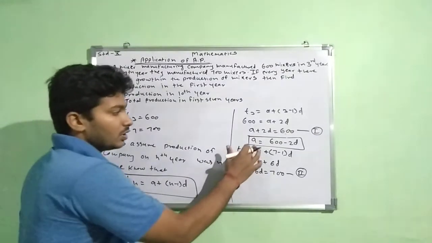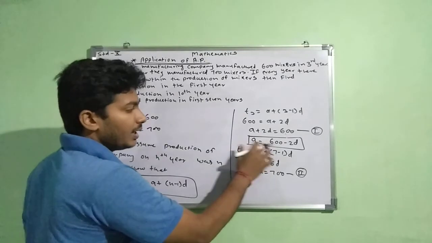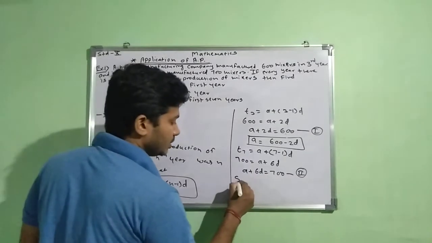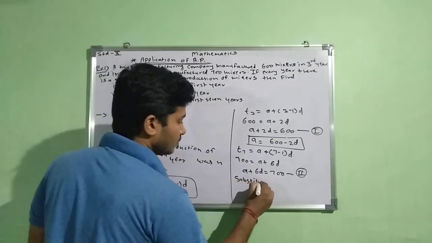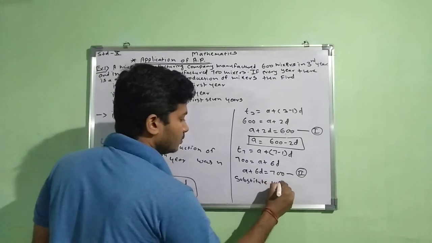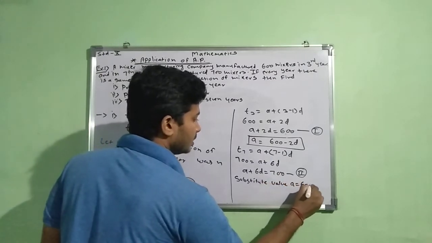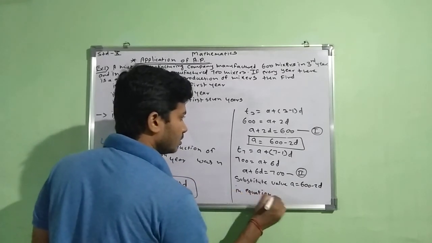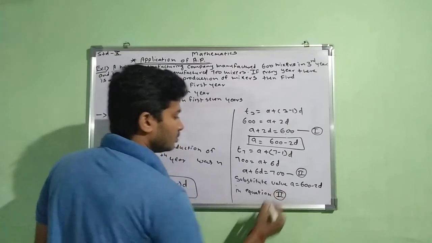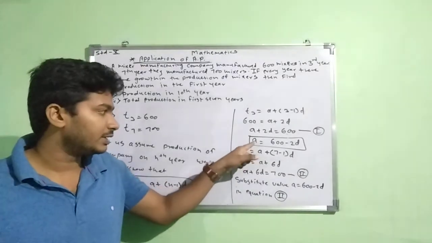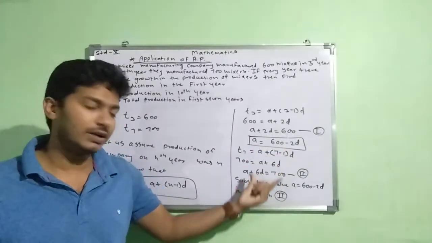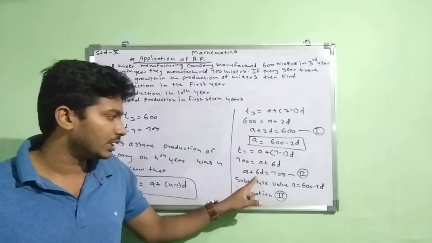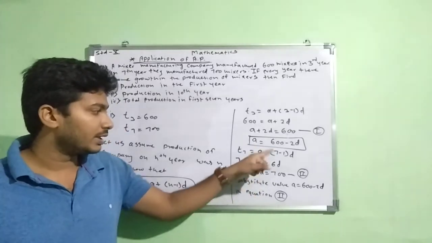Now here we got the value of A as 600 minus 2D. That value we can substitute in equation number 2. So substitute the value A is equal to 600 minus 2D in equation 2, because we have to find the values of A and D. Those unknowns we have to find. That is why we are substituting the value of A. So now we will substitute the value of A in our equation number 2 to get the value of D.